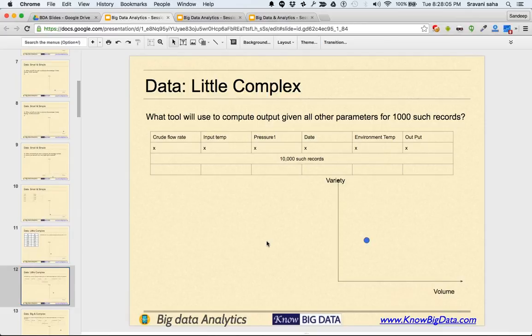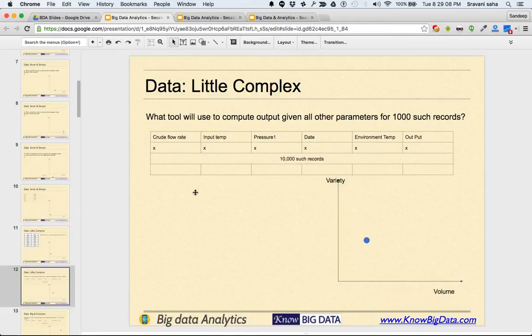So imagine that you are an analyst at a crude oil factory, as in at a refinery. At the refinery, you're given all the variables of maybe one day, or maybe you're given variables for a couple of days. What you are given is the flow rate, the input temperature, the pressure, the date, the environment temperature, and then the output pressure, the output of the refinery. Of course, the output of the refinery will depend upon these variables. Sometimes the output may not depend on, say, environmental temperature, but it's the role of a data analyst to come up with the idea.